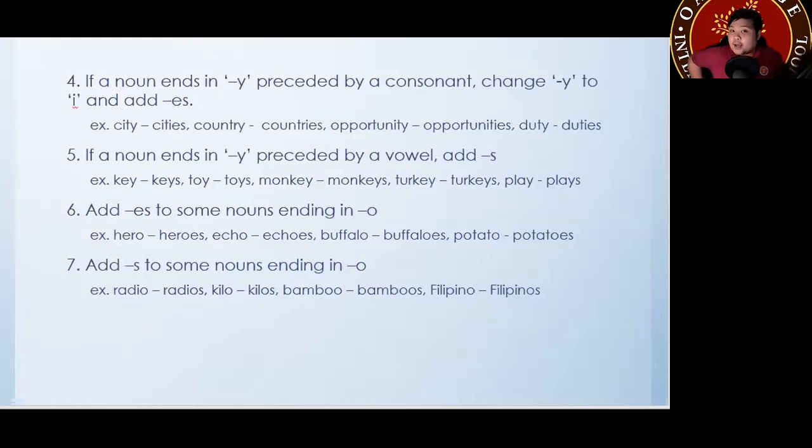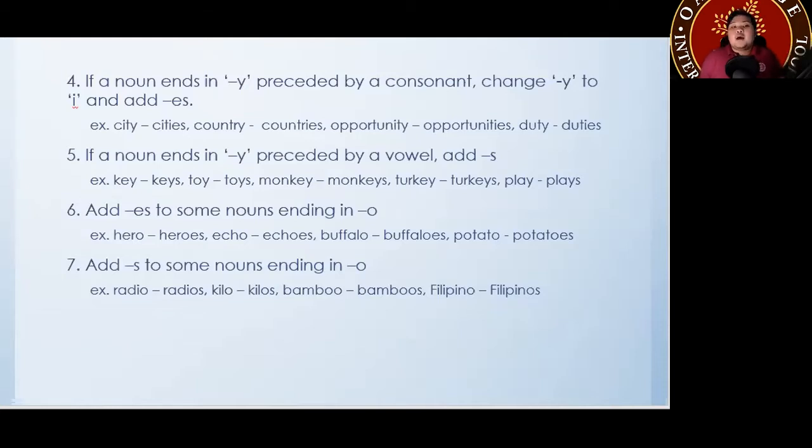Next, number five. If a noun ends in y preceded by a vowel, so it comes after a vowel, like, for example, key, toy, monkey, turkey, play, the rule is just add s. Key becomes keys, toy becomes toys, monkey becomes monkeys, turkey becomes turkeys, play becomes plays, all right?